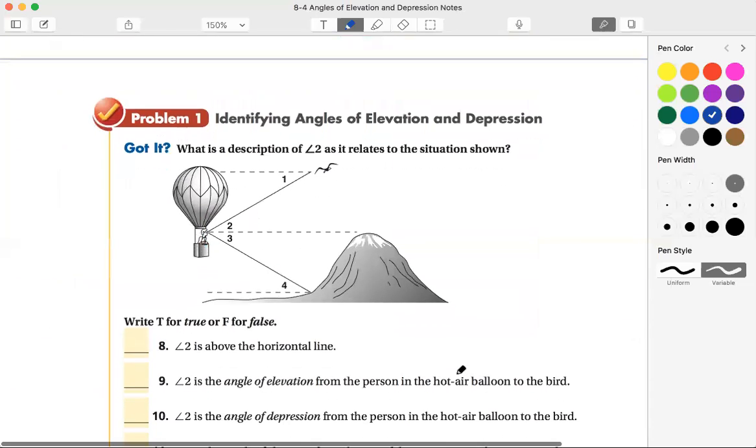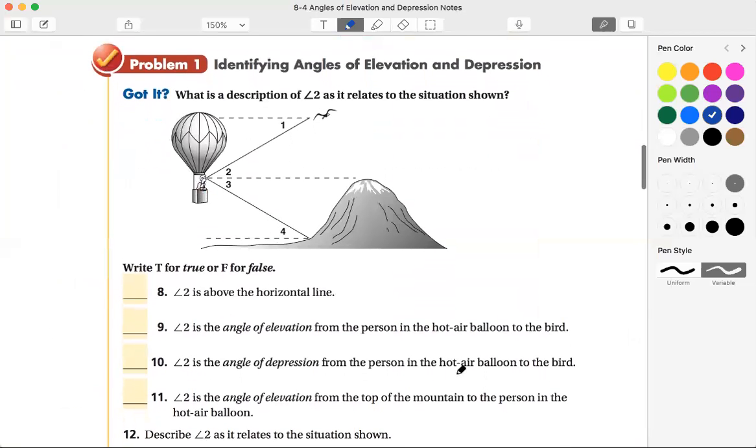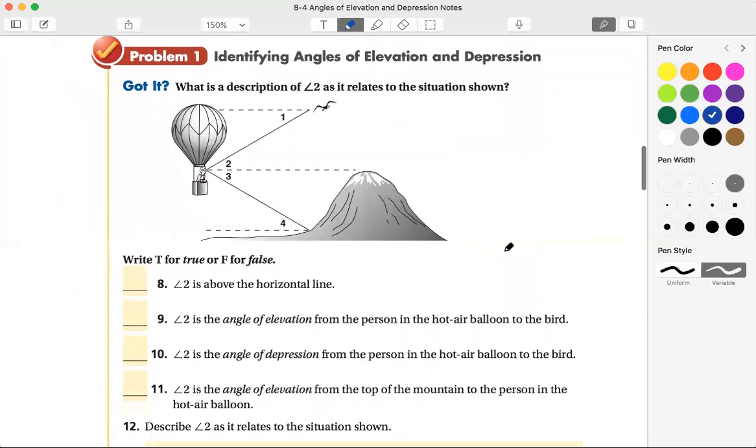Okay, so let's identify angles of elevation and depression. What is the description of angle 2 as it relates to the situation below? So let's write true or false. Angle 2 is above the horizontal line, so that is true. Angle 2 is an angle of elevation from the person in the hot air balloon to the bird. That's true. Angle 2 is an angle of depression from the person in the hot air balloon to the bird. That's false. Angle 2 is an angle of elevation from the top of the mountain to the person in the hot air balloon. That is false.